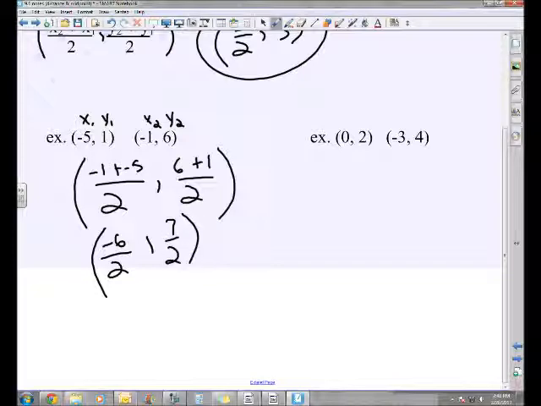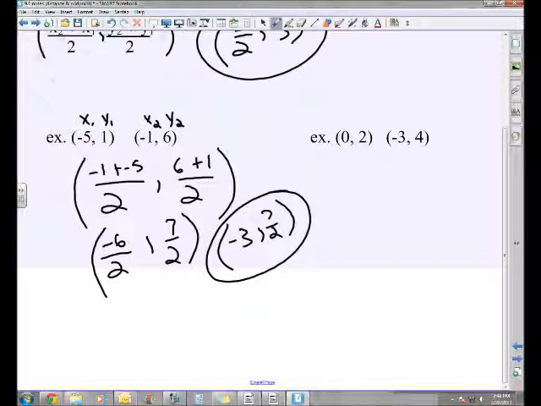Let's do a little simplifying. Negative 6 over 2 is going to be a negative 3. And 7 over 2 we'll leave as an improper fraction. We could make that into a mixed number. If you'd like to, go ahead and do that. All right, we've got one left.